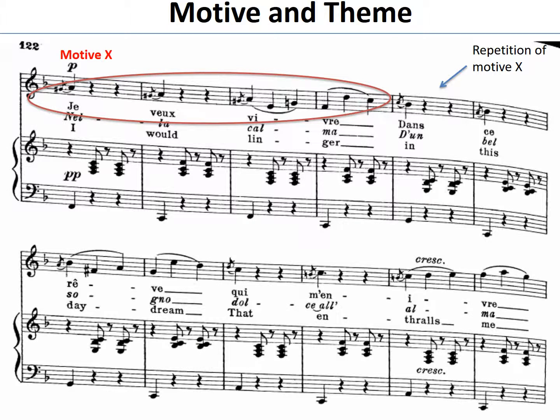Now that we've listened to the whole piece, I'll go into some more detail about it. Let's start with the motives and themes found in the piece. This aria has two main motives. We'll call these motives X and Y.